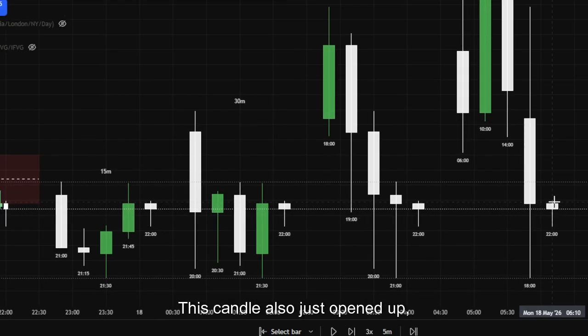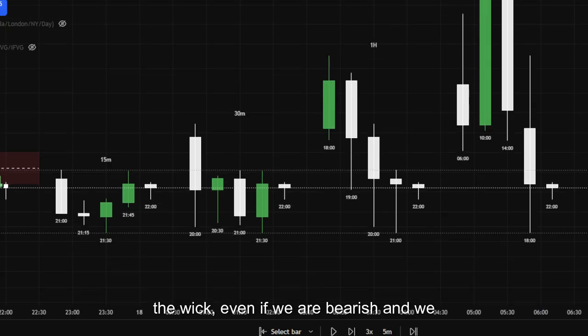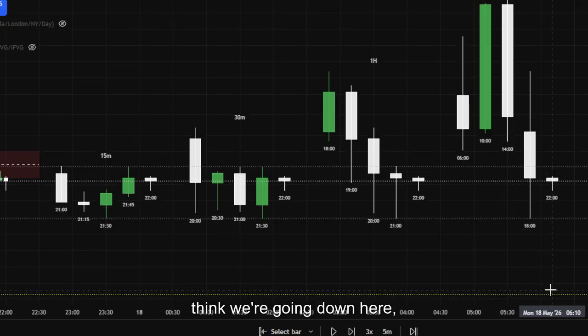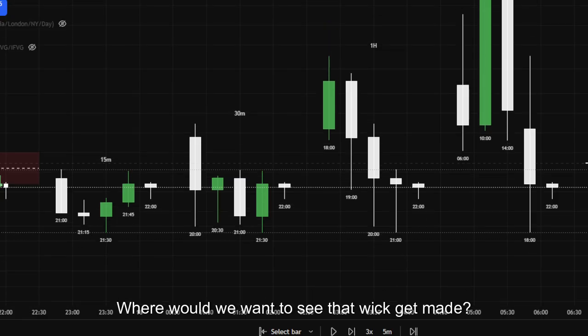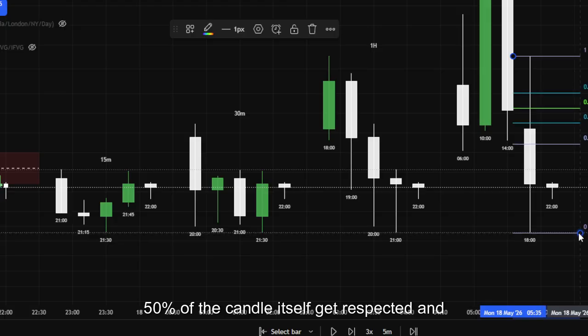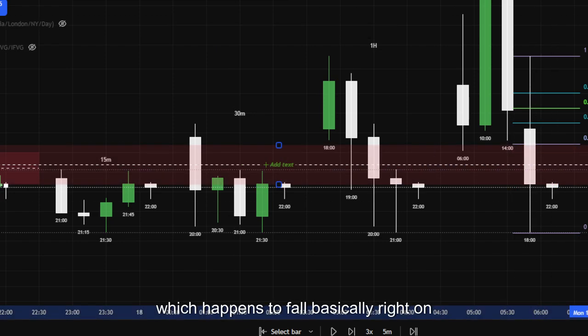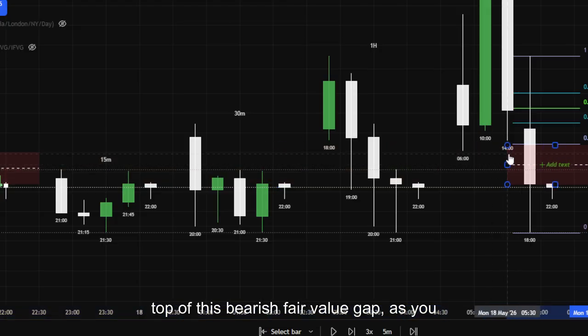This candle also just opened up. So many could argue, well, we have to make the wick. Even if we are bearish and we think we're going down here, we still have to make the wick. Okay, fair enough. Where would we want to see that wick get made? Ultimately, we would want to see the 50% of the candle itself get respected and then around the open of it. So somewhere here, I would want to see price respect, which happens to fall basically right on top of this bearish fair value gap, as you can see.